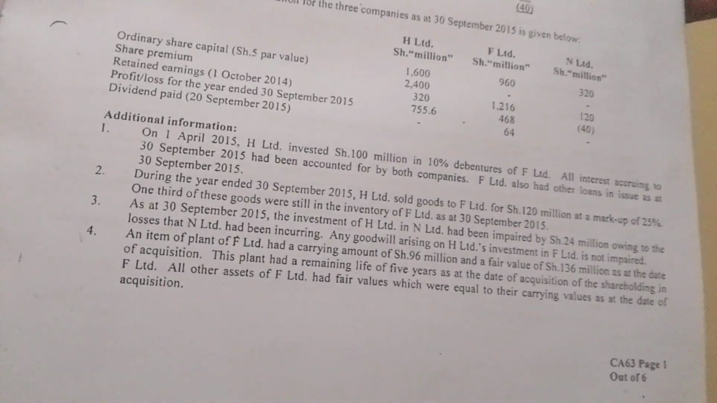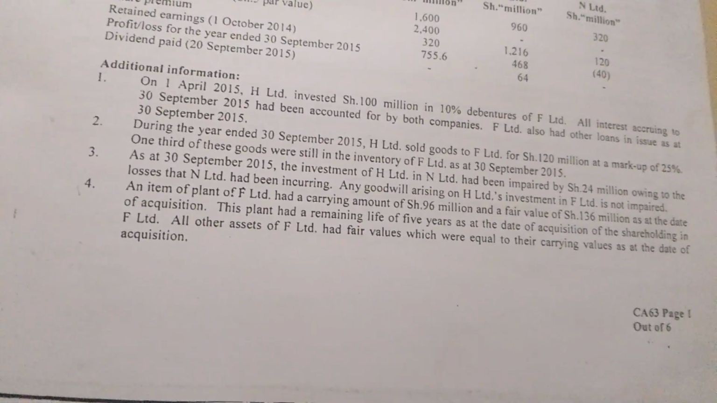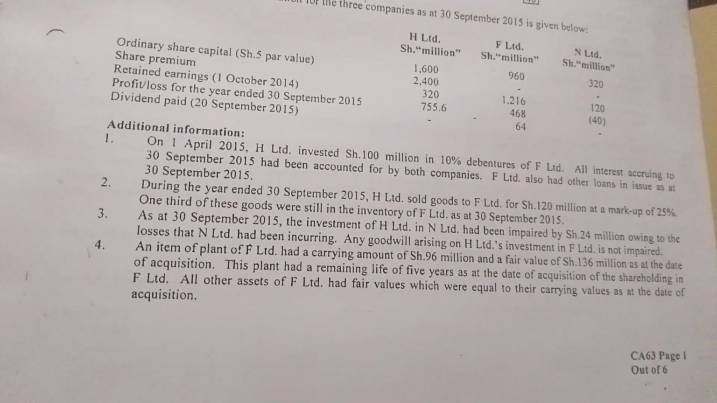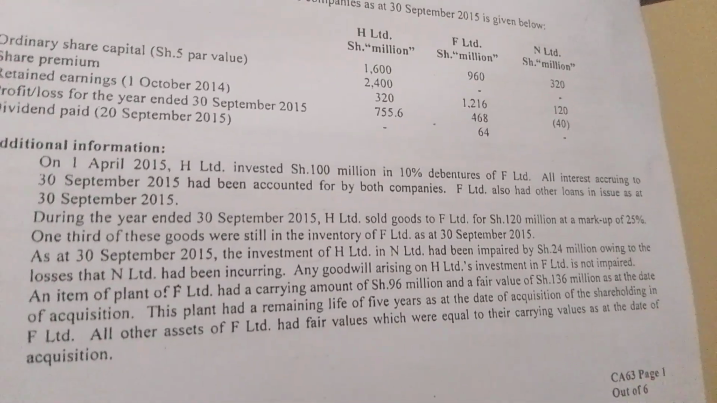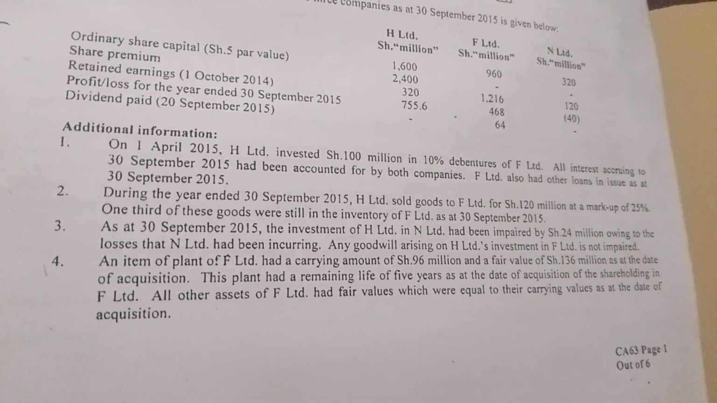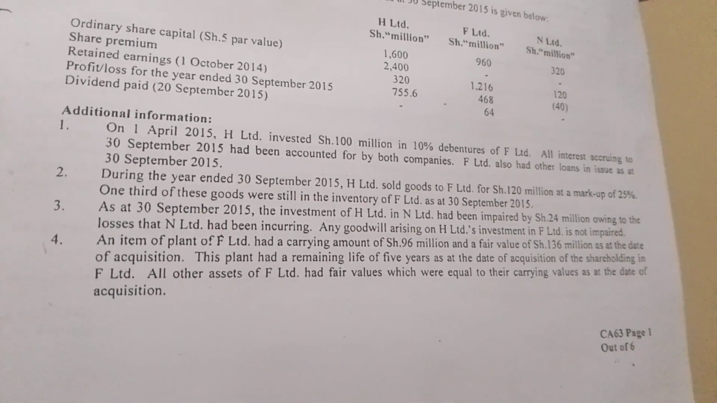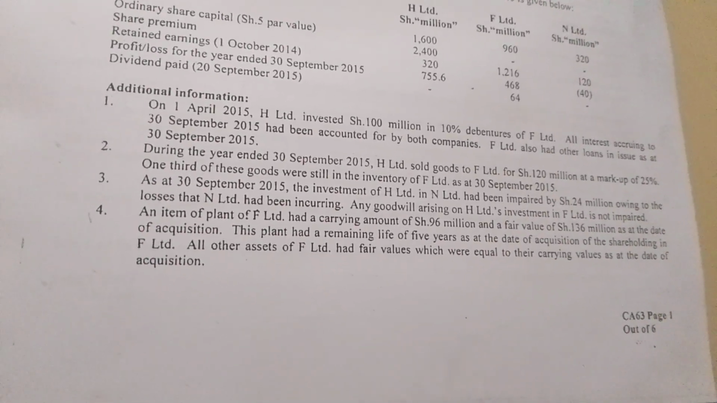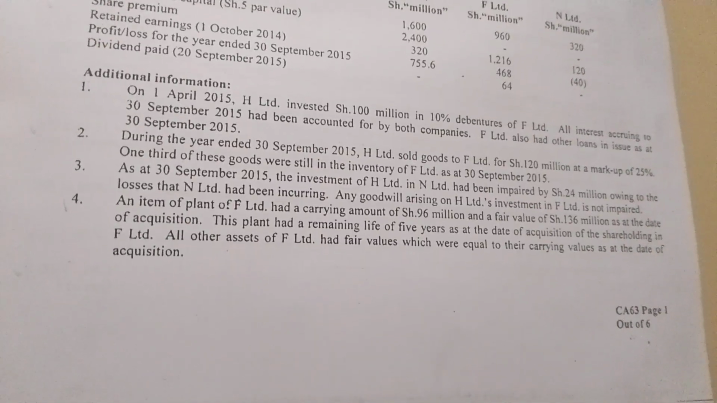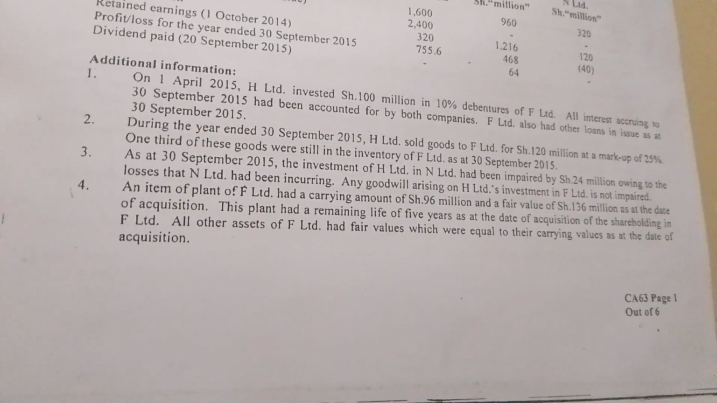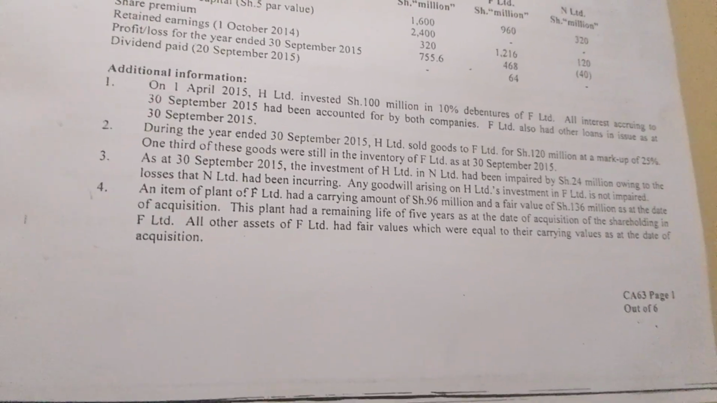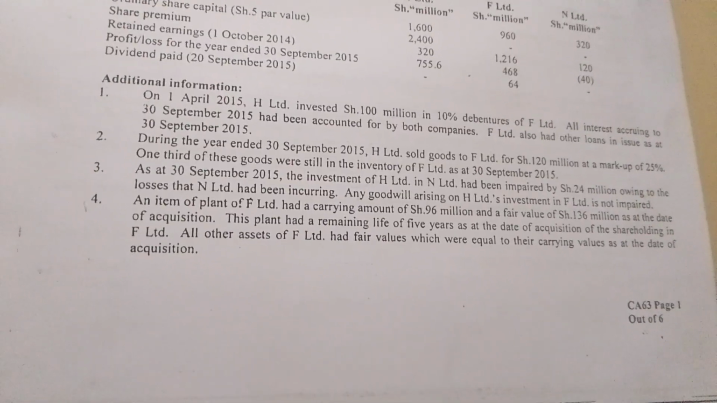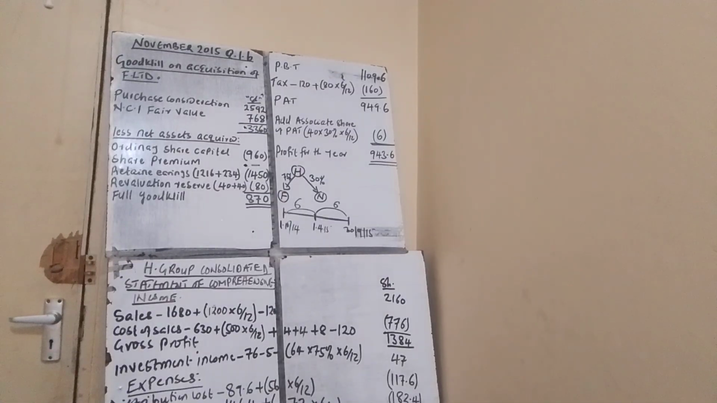Number 4, we are told an item of plant of F Limited had a carrying amount of shillings 96 million and a fair value of shillings 106 million as at the date of acquisition. This plant had a remaining life of 5 years as at the date of acquisition of the shareholding in F Limited. Other assets of F Limited had fair values which were equal to their carrying values as at the date of acquisition. Now that's an important thing to note.